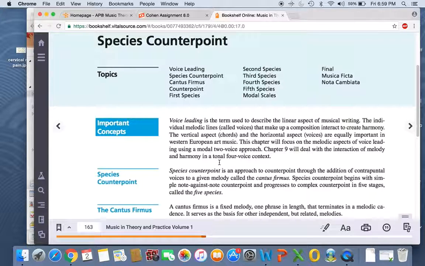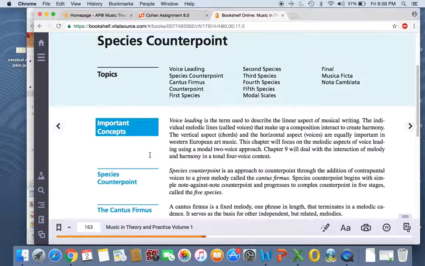I'll be reading some of it. I completely expect you to read. In fact, today, Friday, your first posts on EQ and the quiz were due. So if you've done the quiz, well, then that means you've read the book. And the EQ was supposed to have been done before you read the book. So away we go. Species counterpoint. Voice leading is the term, you're going to read that by yourself.